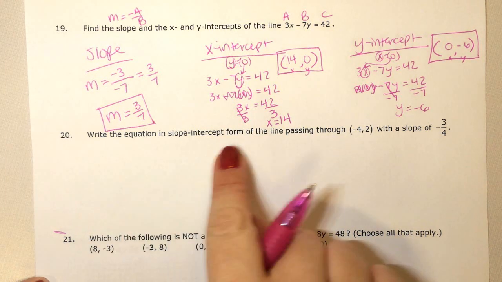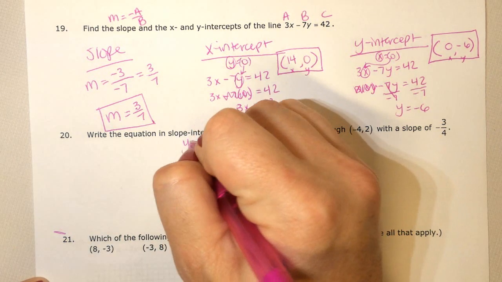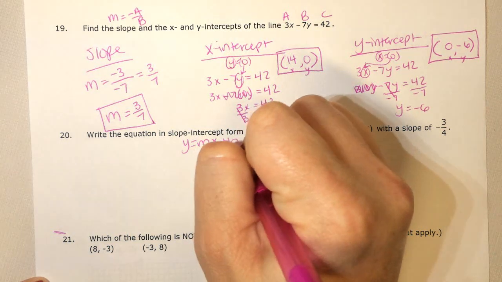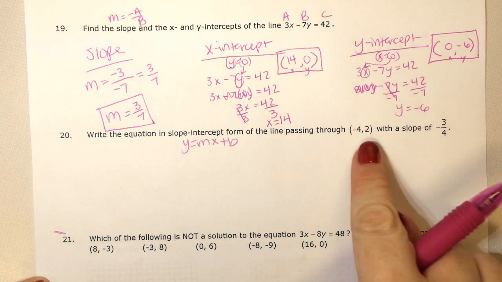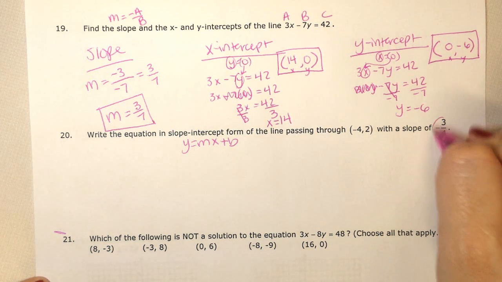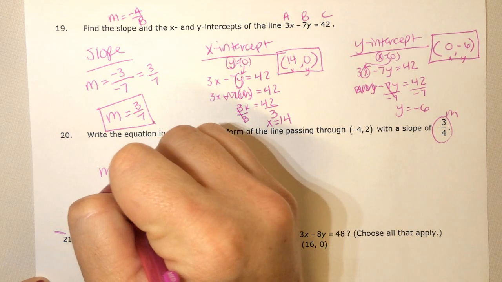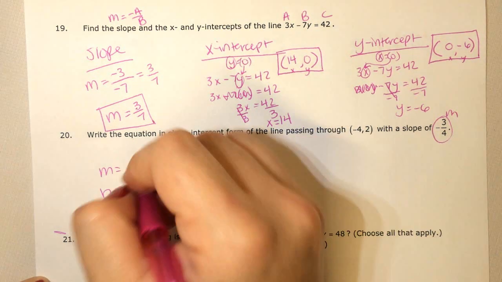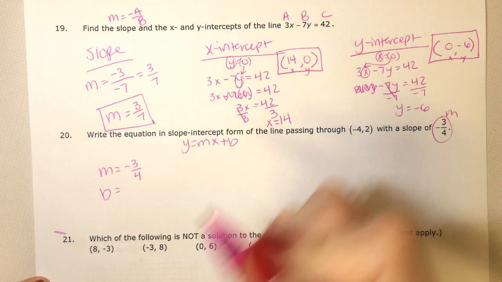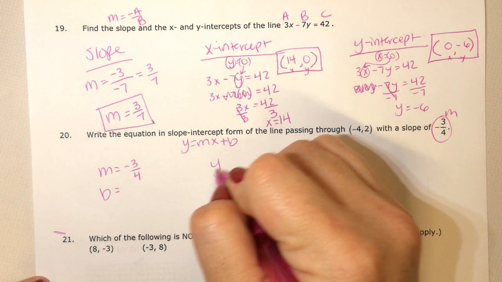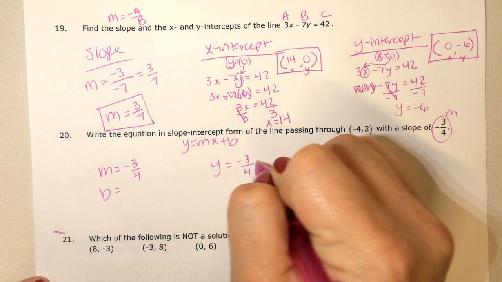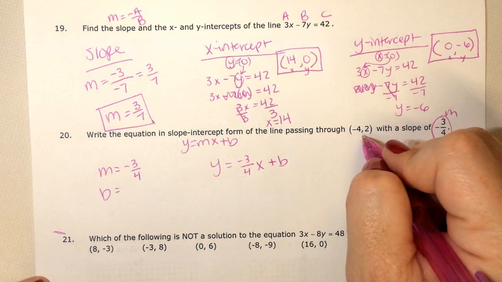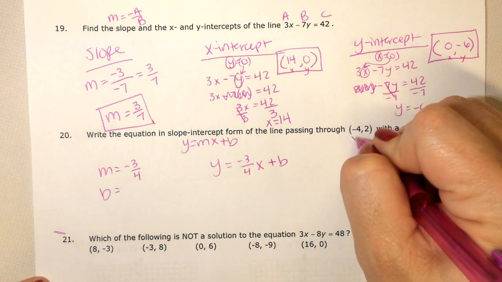Now this one says write the equation in slope-intercept form. Y equals mx plus b. Passing through this, and I already know my slope. This is my m. Because remember, I need to find m, and I need to find b. Well, I already know m. It told me m. But I still have to find b. So we plug in what we know, and we use our point to help us solve for b.